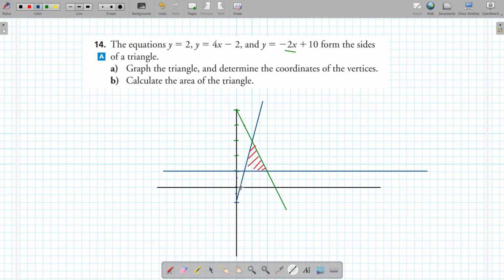So the coordinates are 1, 2, 3, 4. 4, 2 for this point. I can call that A. This point will be 1, 2. Can call that B. And this point will be 2, 6. All right, we have the 3 points. How do we find the area of this triangle?